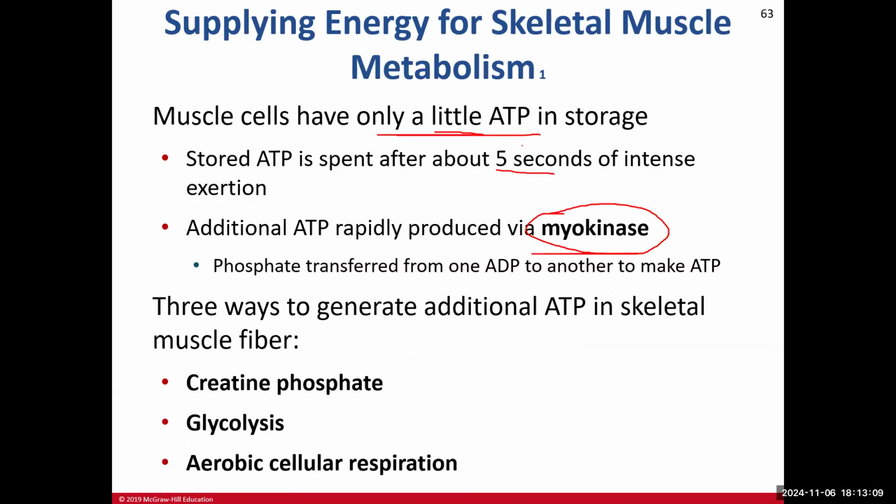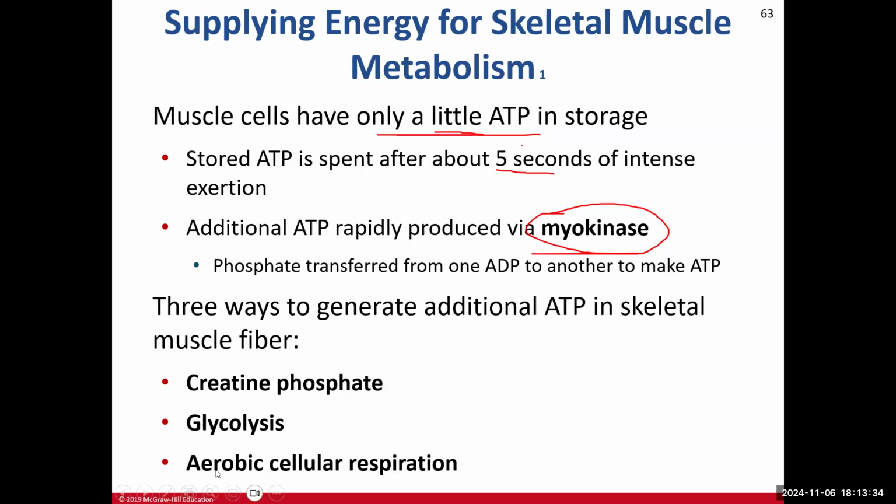All right, that's all fine and dandy, but we need to have some other methods to make ATP, and you'll see 3 listed there. We have this molecule called creatine phosphate, and then we have glycolysis, which is when we break down a glucose molecule into pyruvate, and that whole process gives us 2 ATP. And then we have aerobic cellular respiration.